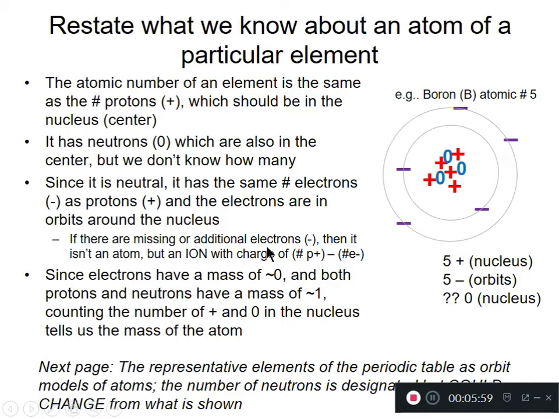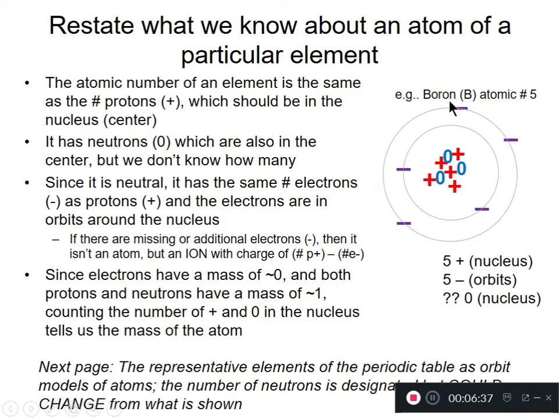If there are missing or additional electrons, then this is no longer an atom, but an ion, and it will have a charge. I can figure out the charge by taking the number of protons and subtracting the number of electrons. But we're talking about atoms, so they have to have the same number. And since electrons have a mass of about 0 and both protons and neutrons have a mass of about 1, I can count the number of protons and neutrons in the nucleus to tell me the mass of the atom. So this particular one would have 1, 2, 3, 4, 5, 6, 7, 8. This atom would have a mass of 8.